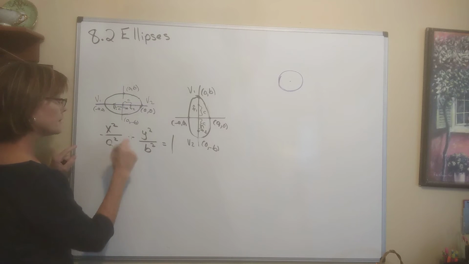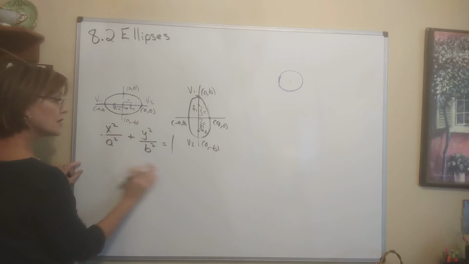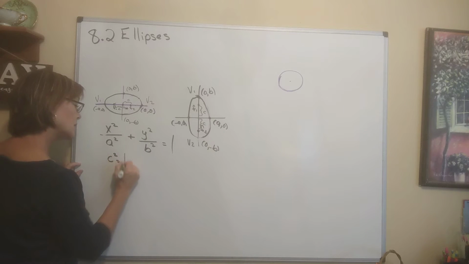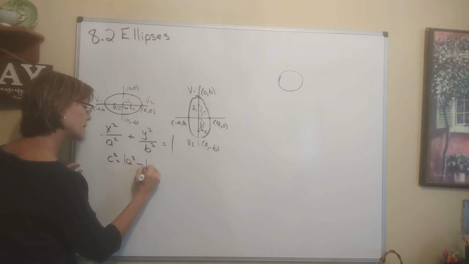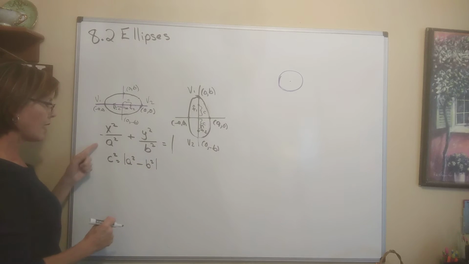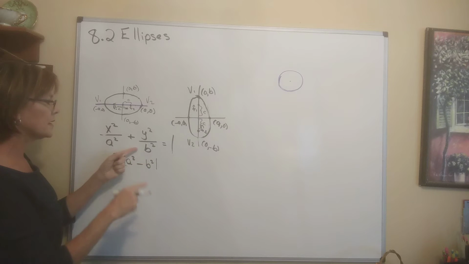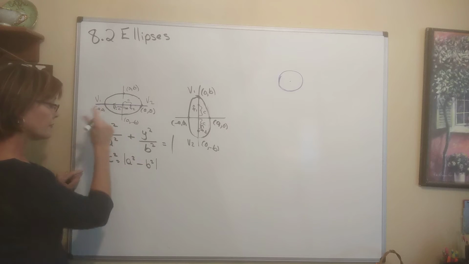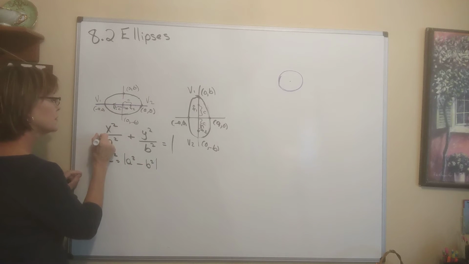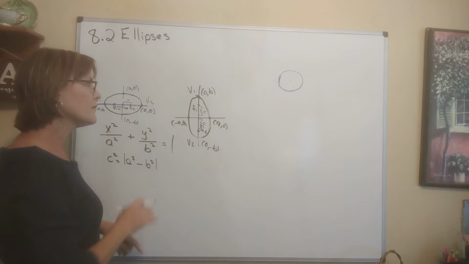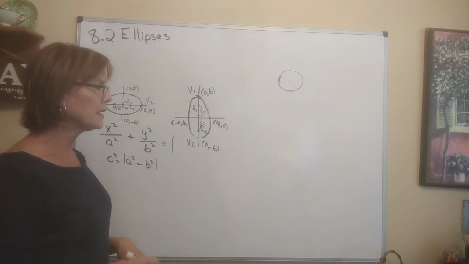This is the equation of an ellipse, and C squared is equal to the absolute value of A squared minus B squared. So A is always the horizontal distance, B is always the vertical distance, and for an ellipse, this is the relationship that helps you find C. So with all of that, we're going to begin to do this.